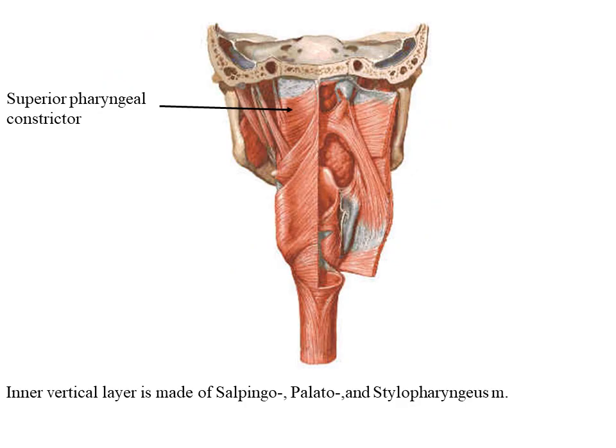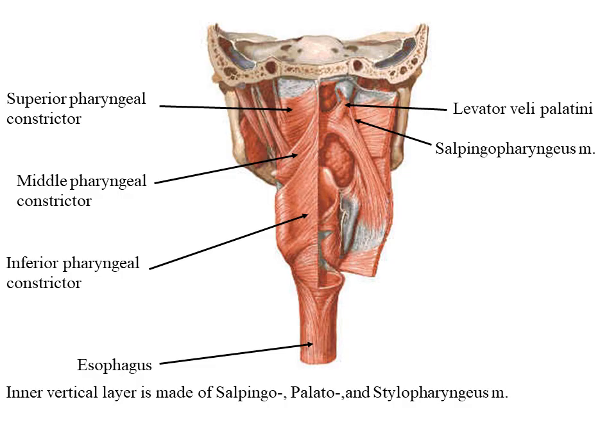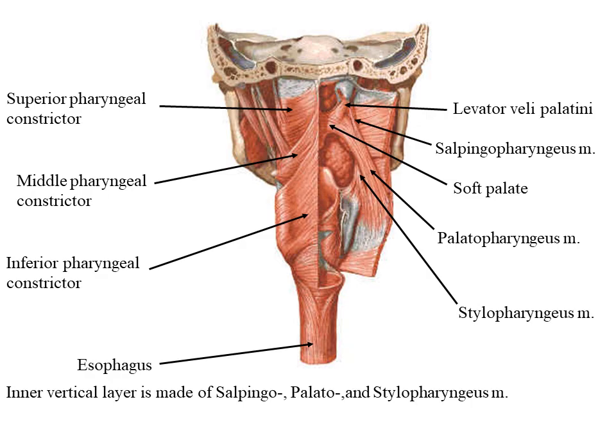Here is the superior pharyngeal constrictor, one of the circular muscle groups, the middle pharyngeal constrictor and the inferior pharyngeal constrictor. And also we have other contributing muscles that come from the base of the skull. We have levator veli palatini, and this is one of the longitudinal group, salpingopharyngeus, soft palate. We also have palatopharyngeus, and from the styloid, this is the stylopharyngeus group.